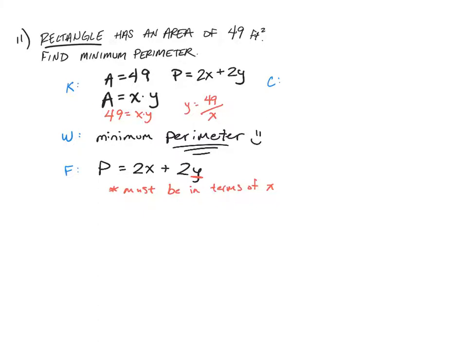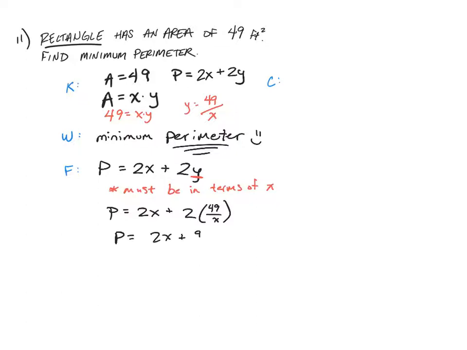That sounds fantastic. Now plug it in right yonder. So the perimeter is equal to 2x plus 2 times 49 divided by x. Now it's all in terms of one variable. I love fractions.